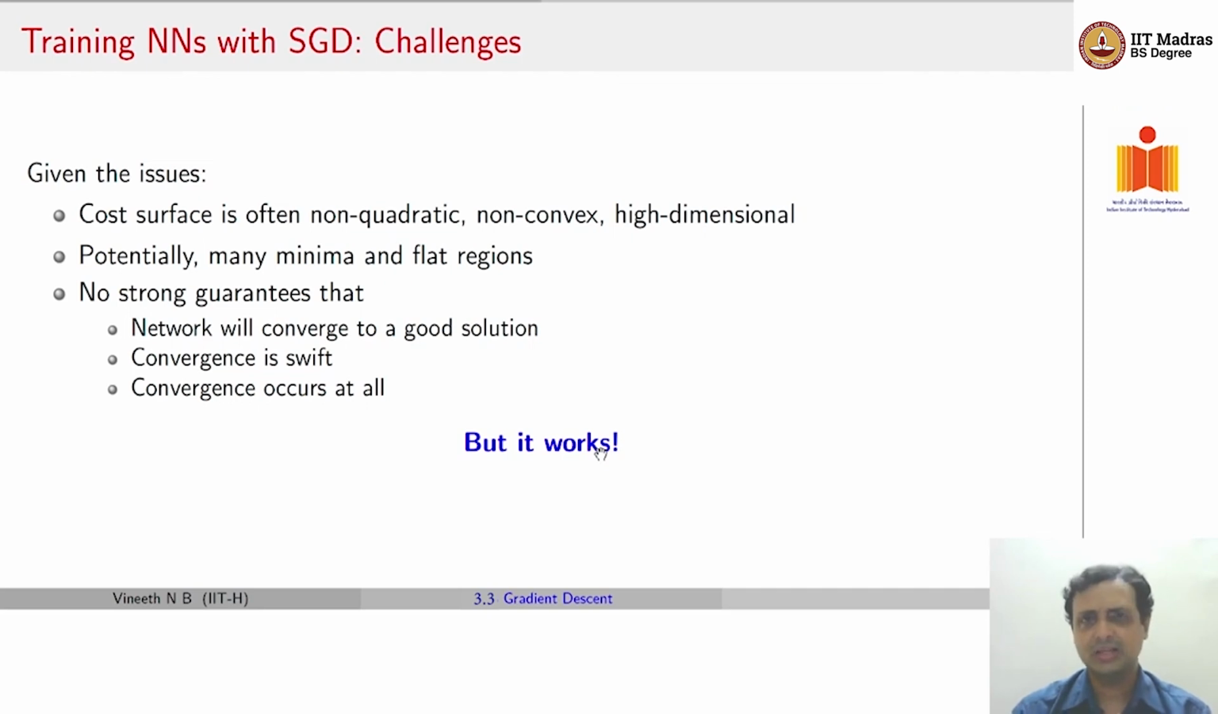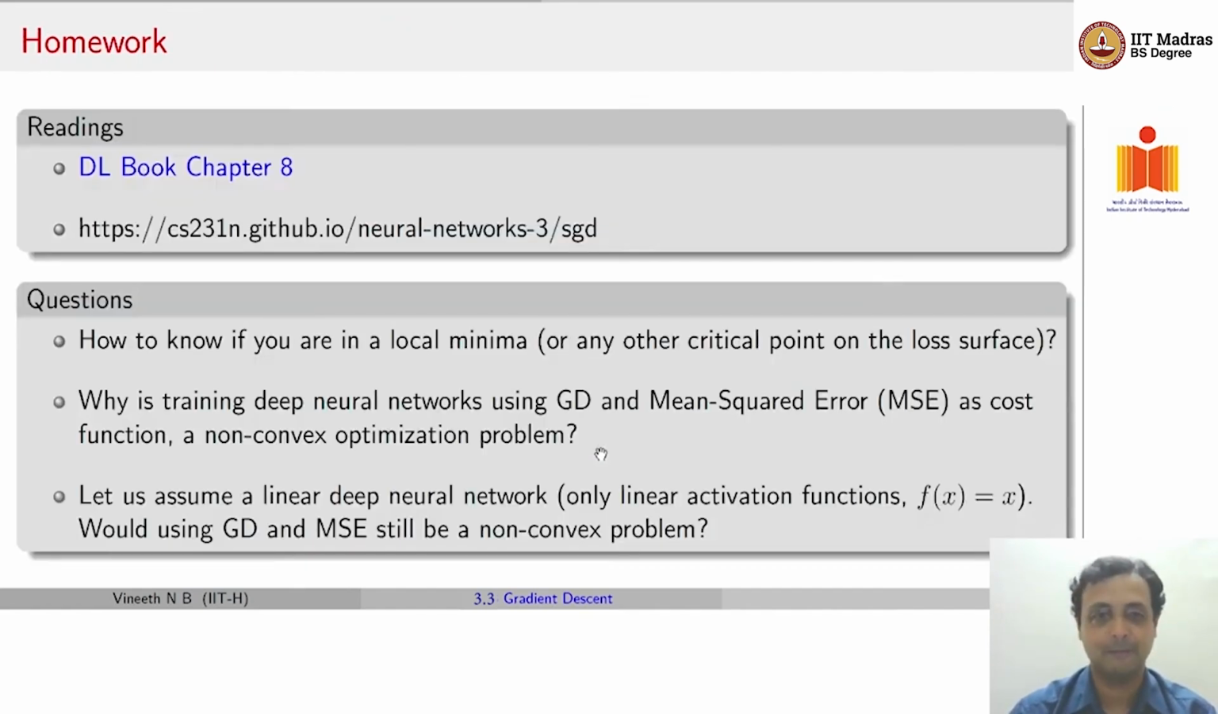To summarize, the error surface or cost surface in neural networks is often non-quadratic, non-convex, high-dimensional, with potentially many minima and flat regions. There are no strong guarantees that the network will converge to a good solution, that the convergence is swift, or that convergence occurs at all, but it works. This is an issue that's being investigated today, but it's fabulous that training neural networks with stochastic gradient descent works and is being used around the world in several applications.